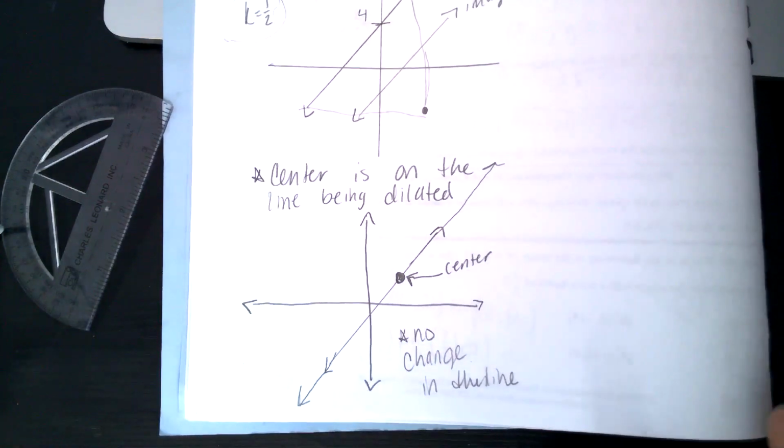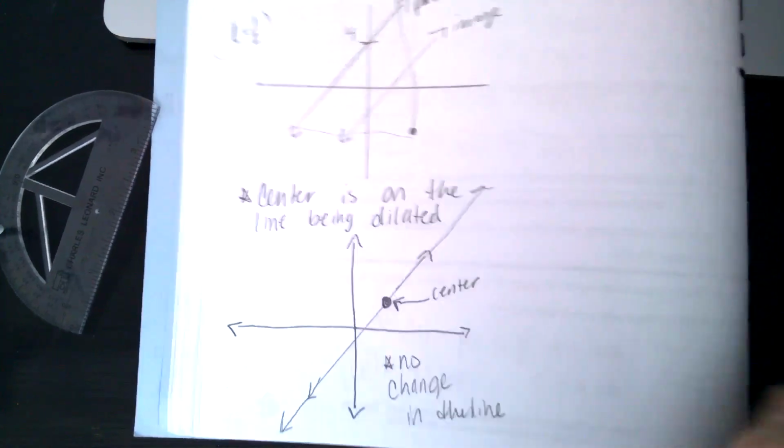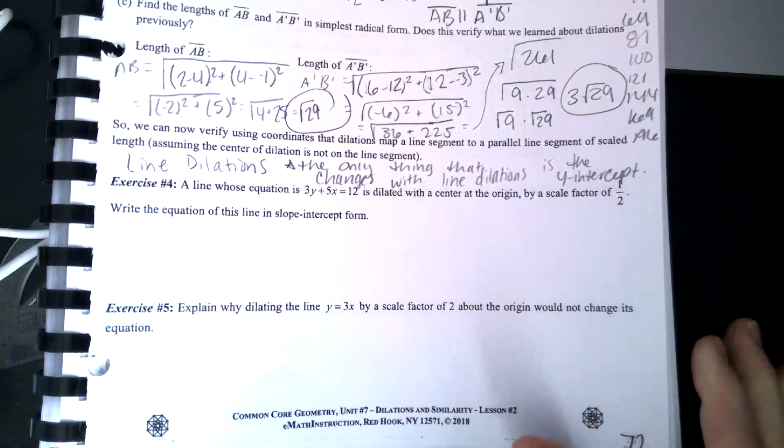Now, when we do these, just like everything else, it makes more sense to draw out what is happening, draw out the line, and see if the center is on the line. That tells you where the center is or where the line is, and that is going to help make more sense of these questions. All right, so let's go back, let's look at the bottom page, and look at some examples of this line dilation stuff.